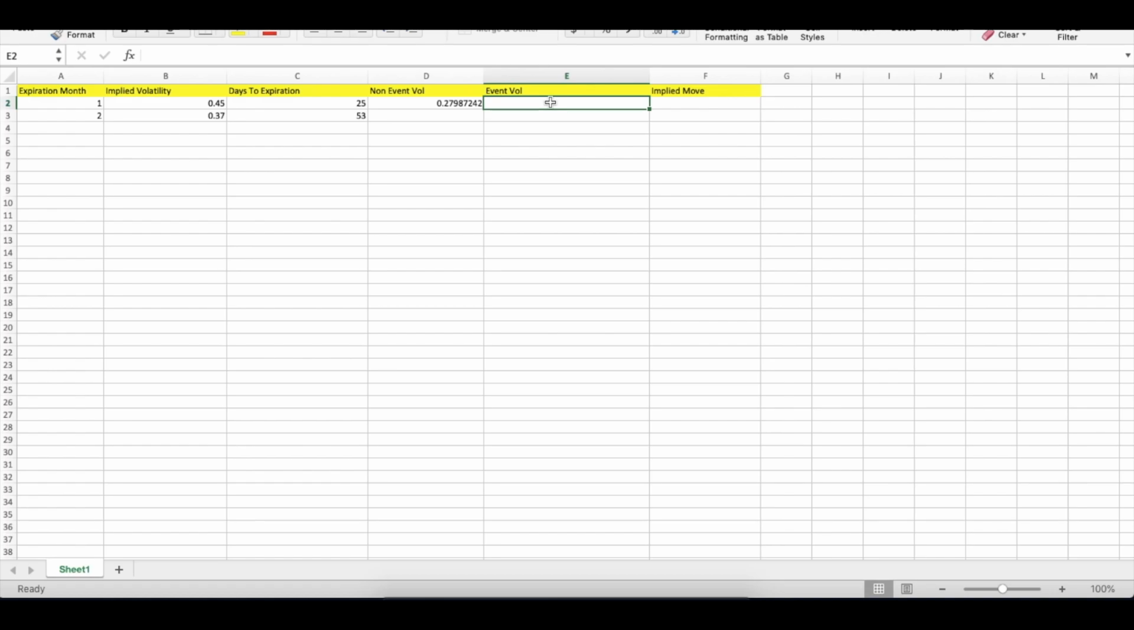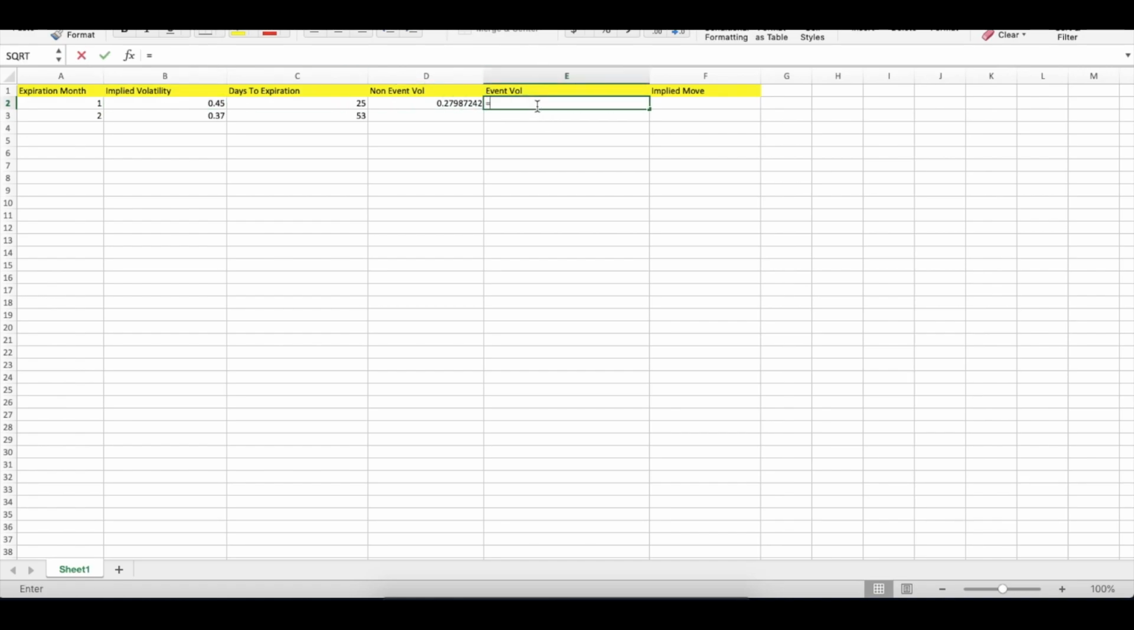So now we calculate our event volatility. What we're basically doing is calculating the total volatility and then subtracting the non-event volatility from that. So what we're trying to do here is, there are going to be 24 days of regular volatility and 1 day of the event volatility, right? So we're going to basically be subtracting 24 days of non-event volatility from our total volatility, and that should give us the event volatility.